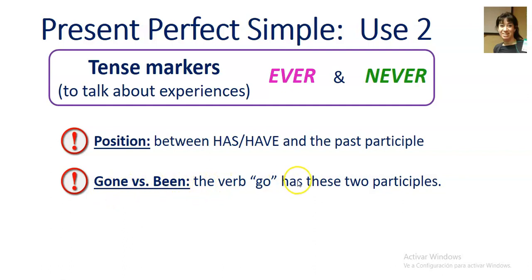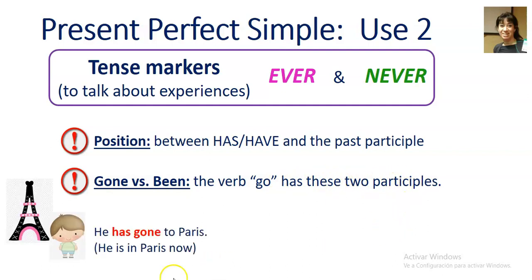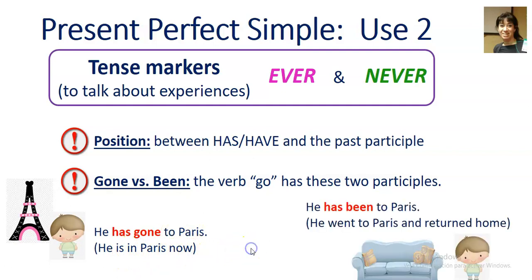The verb go in the present perfect has these two participles. Why? Because, for example, I can see here this boy and I can say he has gone to Paris because he is in Paris now. And I can say he has been to Paris. He went to Paris and returned home. Now he's home. You see? So, depending on whether the person is in that place or has returned, my choice of the past participle for the verb go when speaking in the present perfect is going to be gone or been.